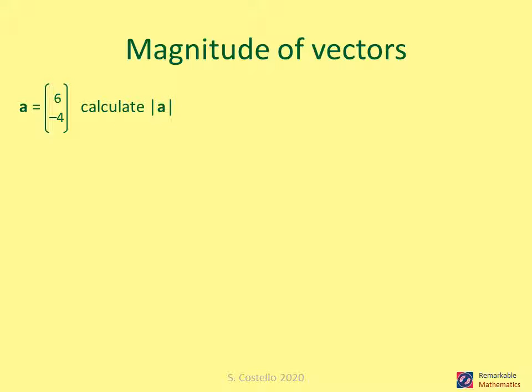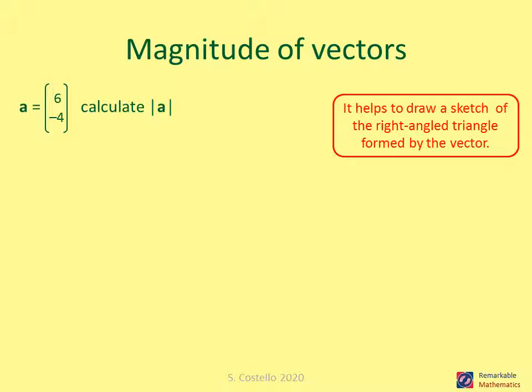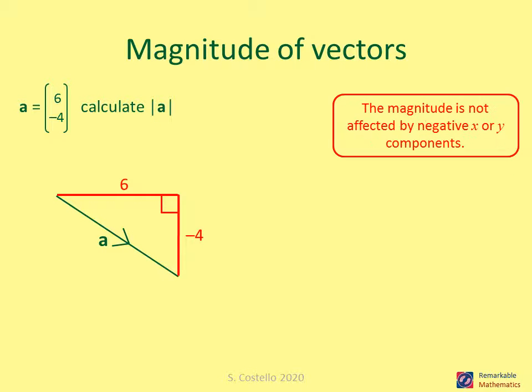Vector A equals (6, -4). Calculate the magnitude of A. It helps to draw a sketch of the right angled triangle formed by the vectors. Again, note the direction here. So we've got a right angled triangle, which is 6 and -4.